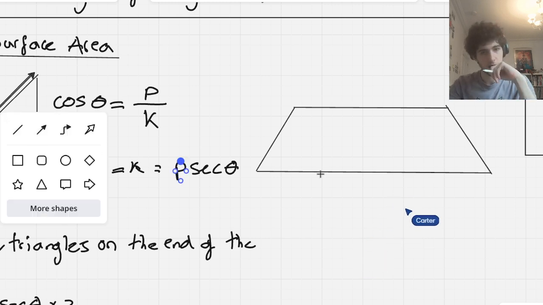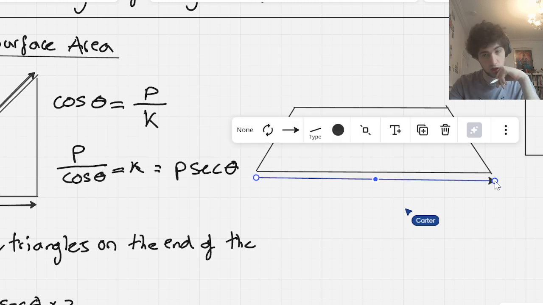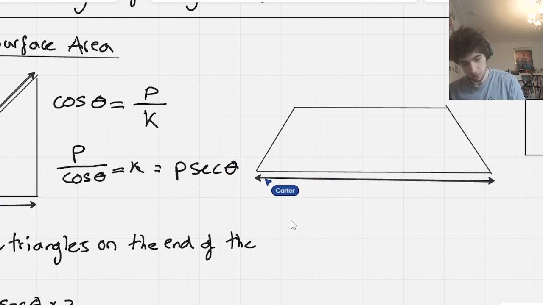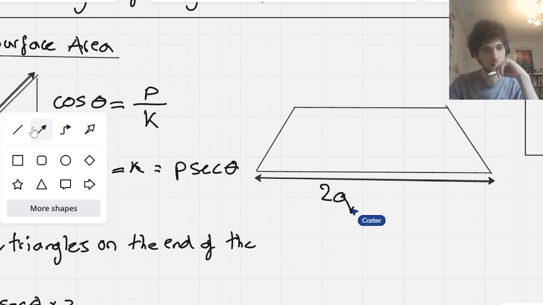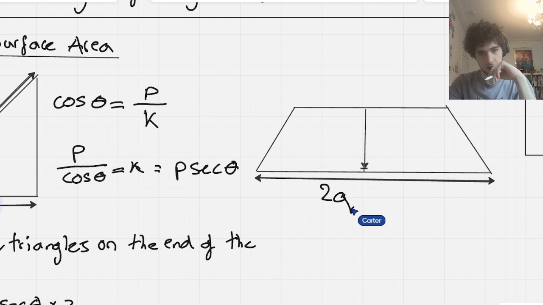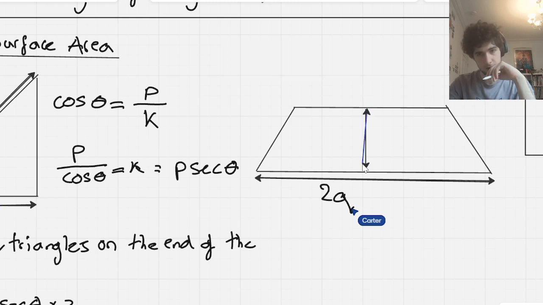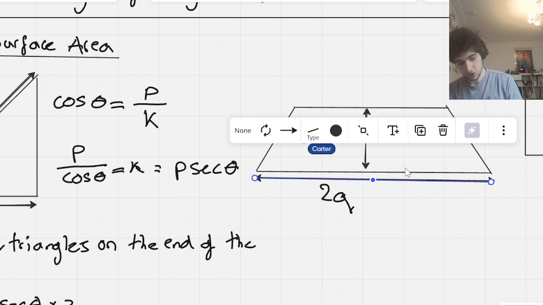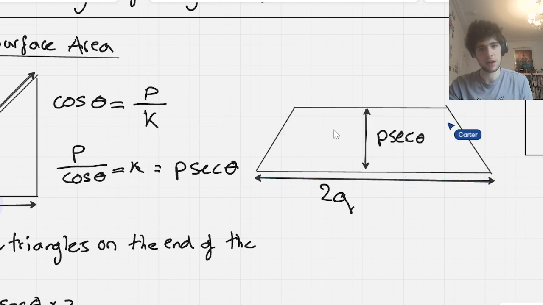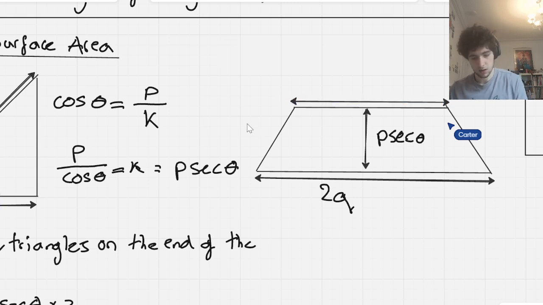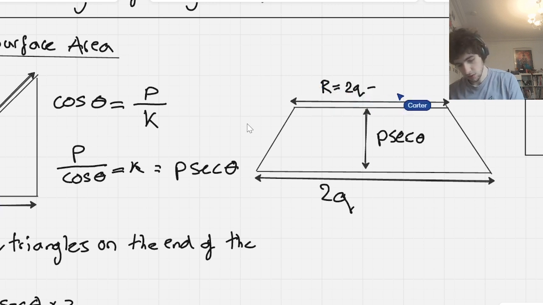So, what do we know about this? The first thing we know, obviously, is that this length here is going to be 2q, so we can write that in. As I was just saying, we also know the height to be P sec theta, because you need the height to figure out the area. So the height that we care about is simply P sec theta. Then the last piece of information that we care about is that top length, which we know to be r, or 2q minus 2p. So that there is r, which equals 2q minus 2p.